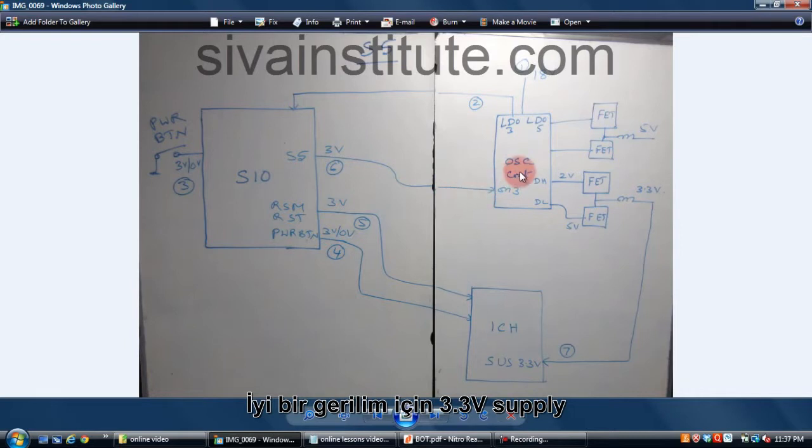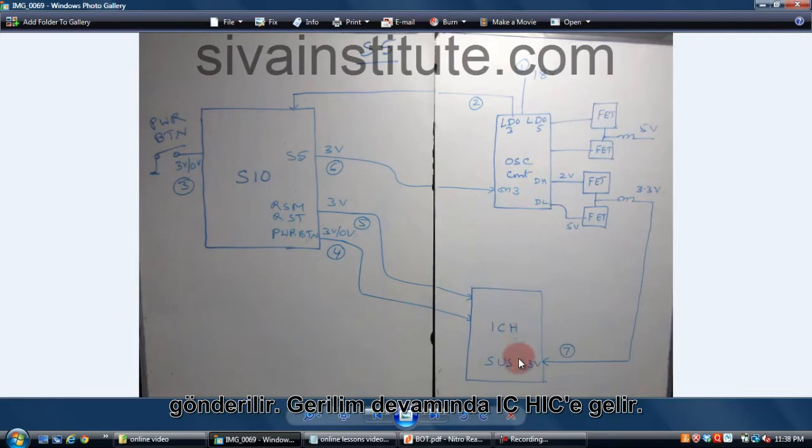3.3 volts supply goes to the 5 volts and 3.3 volts oscillator stage. This is the 5 volts and 3.3 volts oscillator. This 3.3 volts voltage comes out from this place and goes to the ICH, suspend 3.3 volts. So the starting point is the SIO S5 pin, and the ending point is suspend 3.3 volts. After this command, this voltage comes to the ICH.